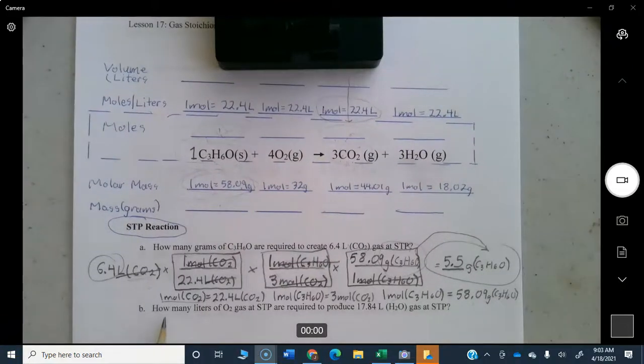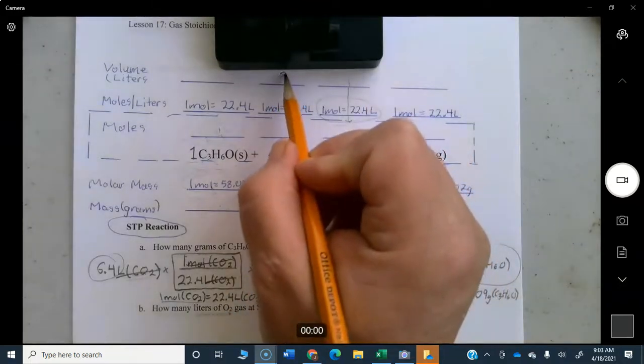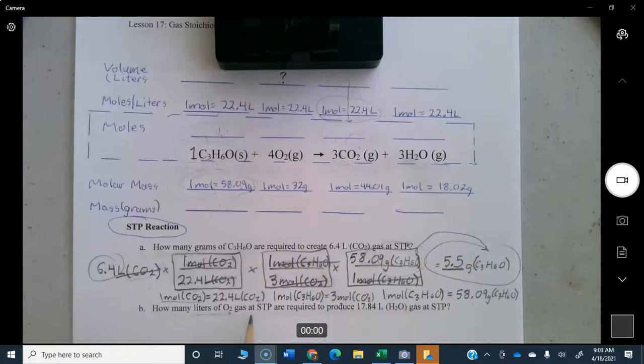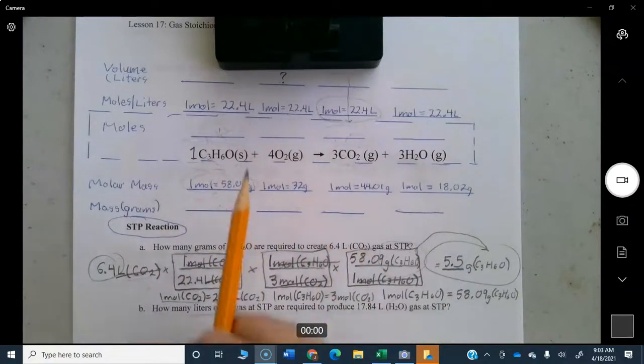All right, so B is asking how many liters of O2. So we can go ahead and just fill these in. You're hopefully getting experienced enough that you can do that. So it's O2 and it's up in the liters row. It's asking how many. That's the question mark. Gas at STP, so that means we can use these conversions. If it's not standard temperature and pressure, you cannot use those conversions. You'd have to do what I did in the instruction video, which is calculate the number of moles using PV equals nRT. I'm not going to make you do any of those on this assignment, but you should understand that concept. So this is only at STP.